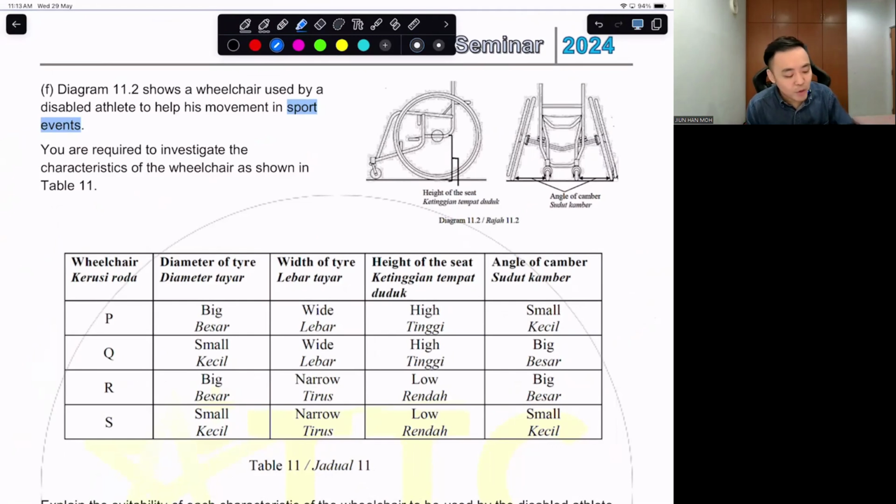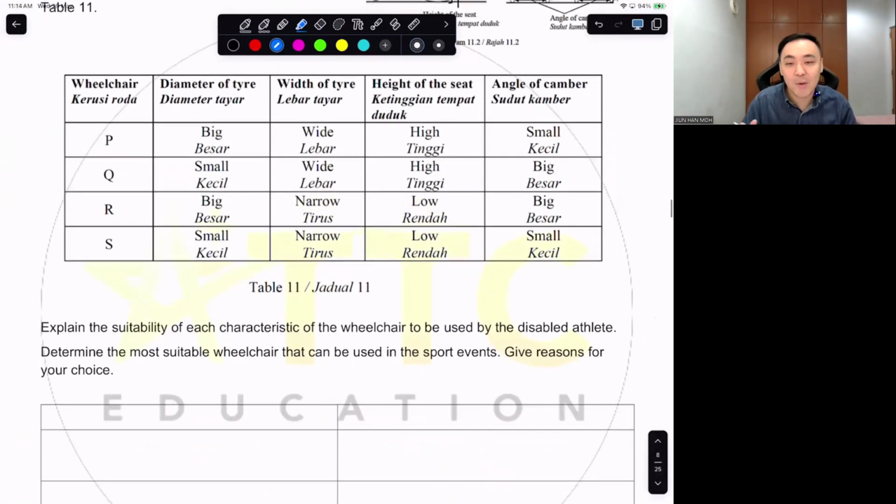Have you seen the wheelchair of an athlete before? Like you know what's a Paralympic? So have you seen that wheelchair? It's very different from the one you see in hospital. Exactly. So what you want to do is design this for sports event, meaning you want to make sure it helps to win the competitions. So you have to choose one.